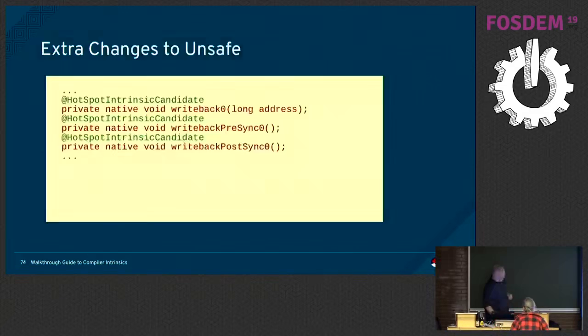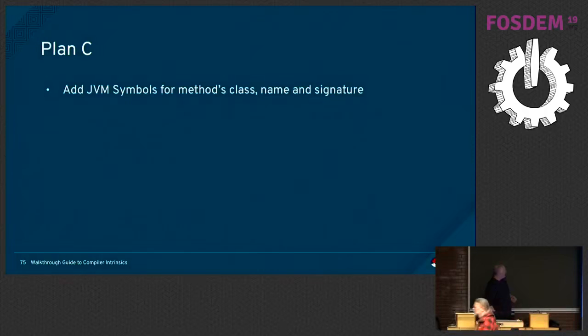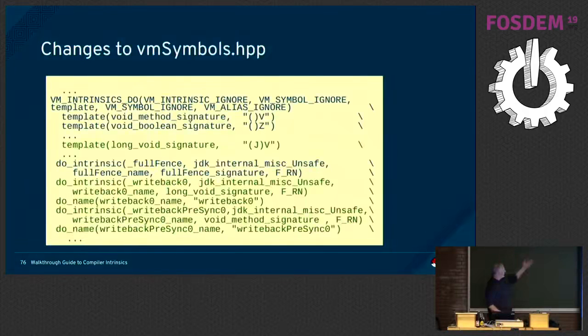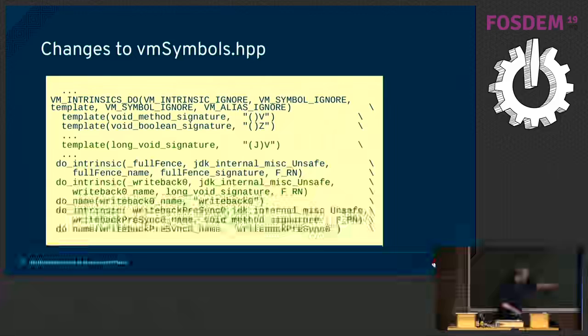So it's very easy to say this is a method that we want the compiler to recognize. You just put an annotation on it. It's an intrinsic candidate. You need to, in symbols.hpp, there's a lot of templates that describe bits and segments of a method name or a class, so you can identify a method that's an intrinsic. So, for example, that template there says that string is the string that identifies a method that takes a long, returns void. Do name says that writeback0 name is the name of a method called writeback0. That was the name of the unsafe method.